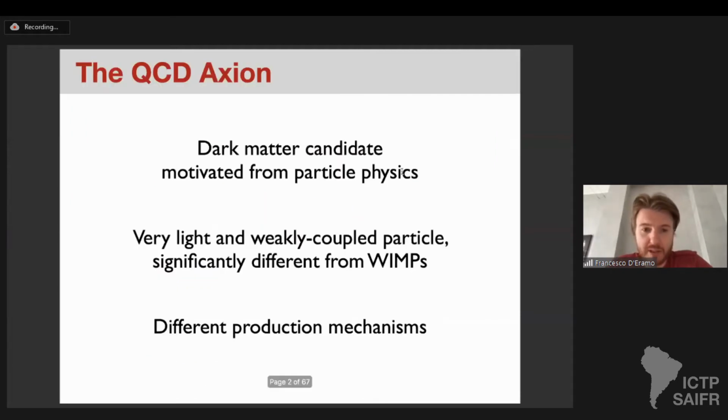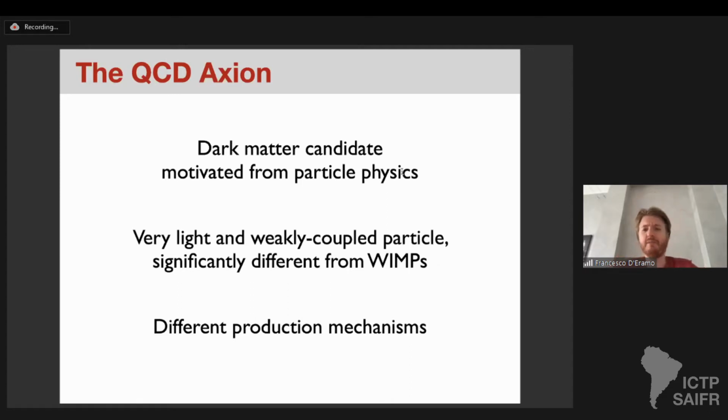The axion is a dark matter candidate that is motivated from particle physics, motivated by other problems in particle physics, exactly as the WIMP was, the candidate I've been discussing in the last lecture. So in this introductory course of only 5 lectures, I will focus mostly on these 2 candidates because they are both motivated theoretically, but also the target of an intensive research program.